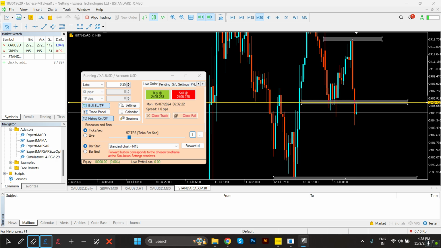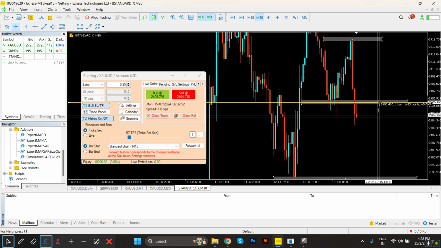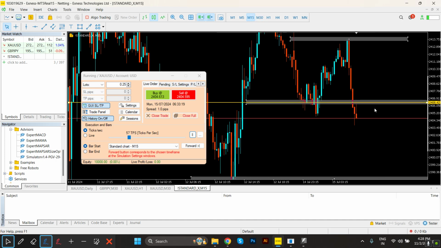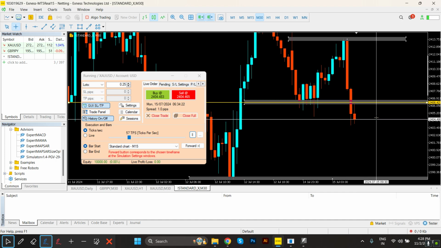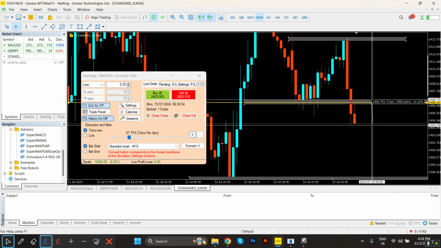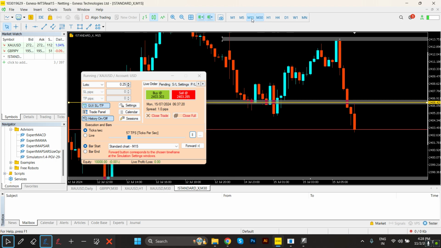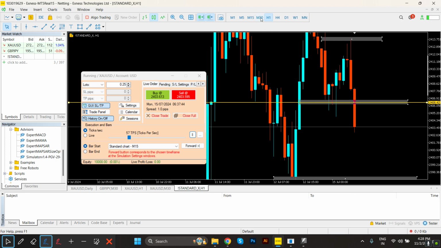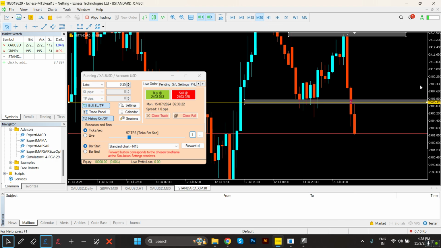Okay, looks like we are retesting this area, which is 15-minute candles. Okay, just wait. This is 27 pips. Taking a sell at the moment is extremely risky, so I don't want to take that risk. I would rather wait.